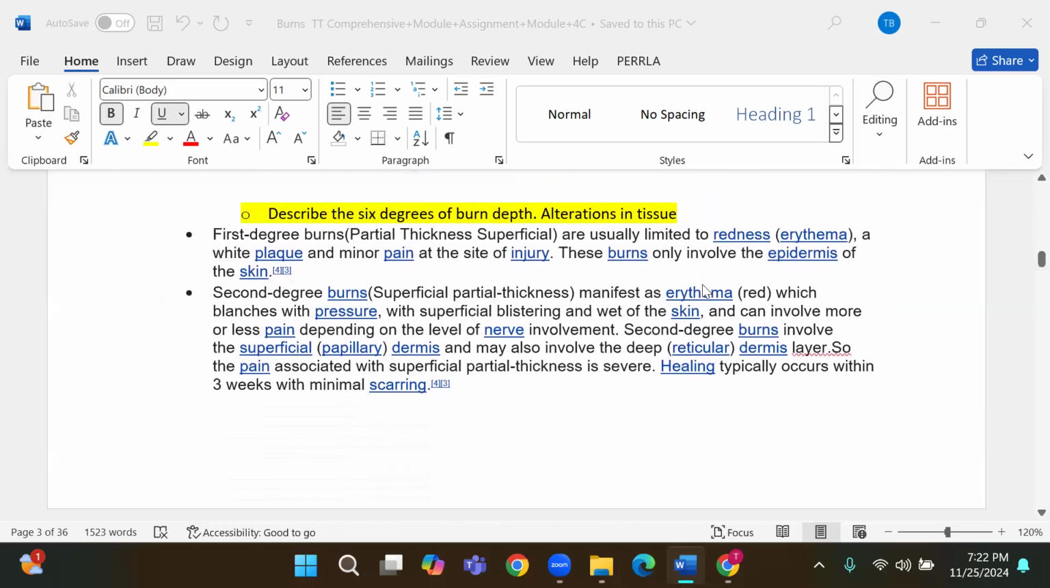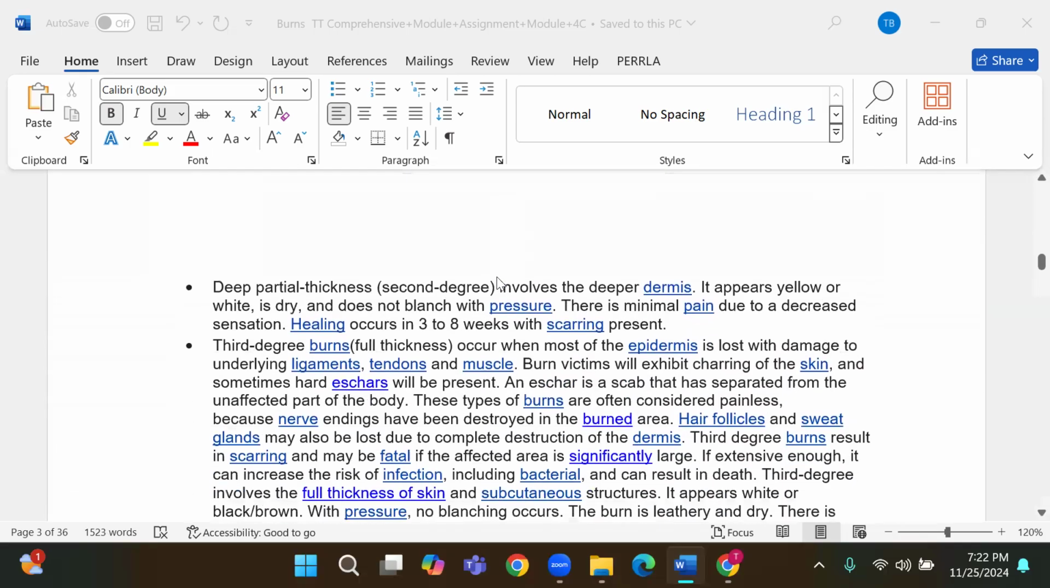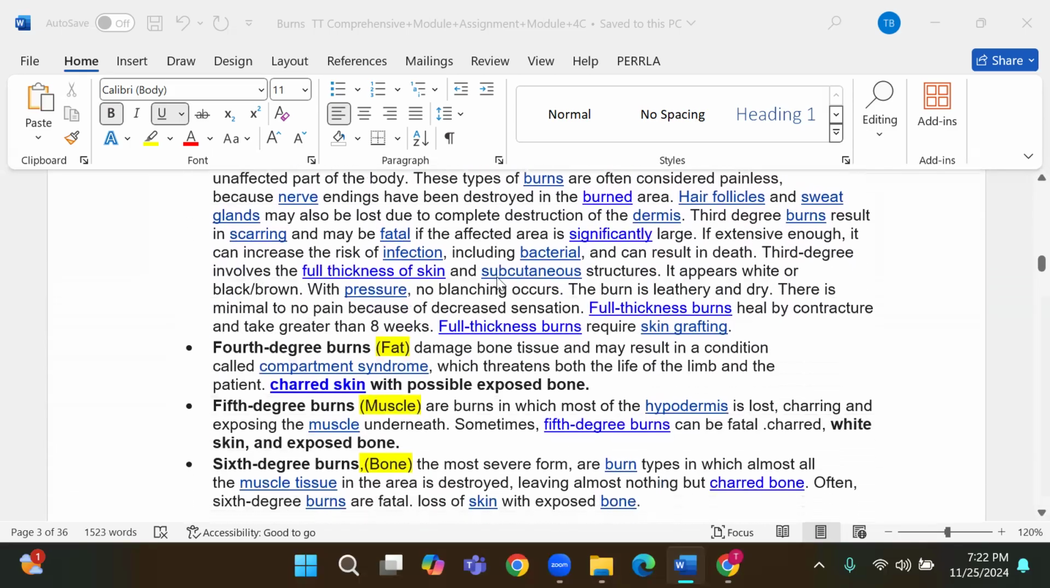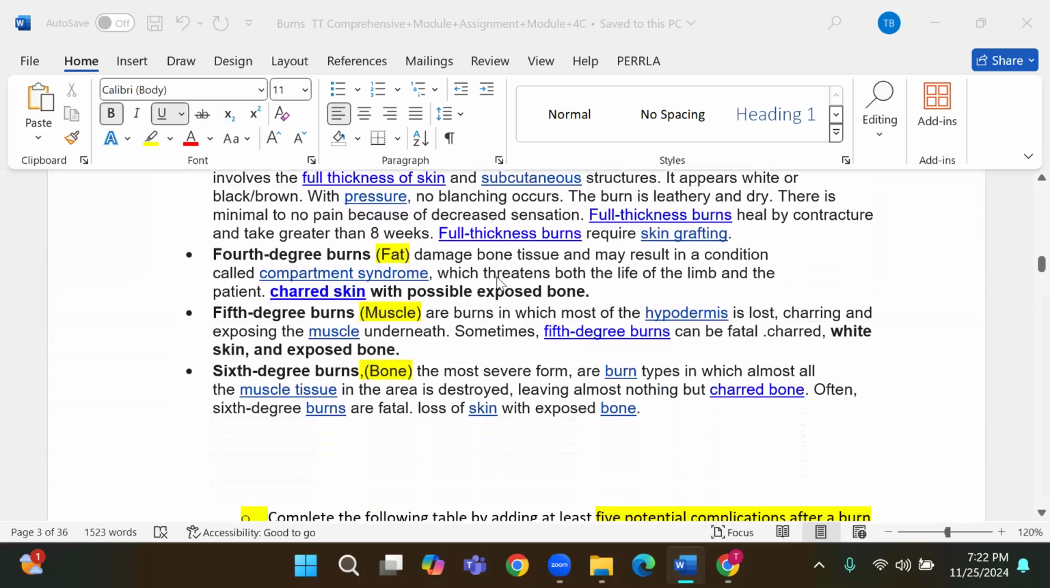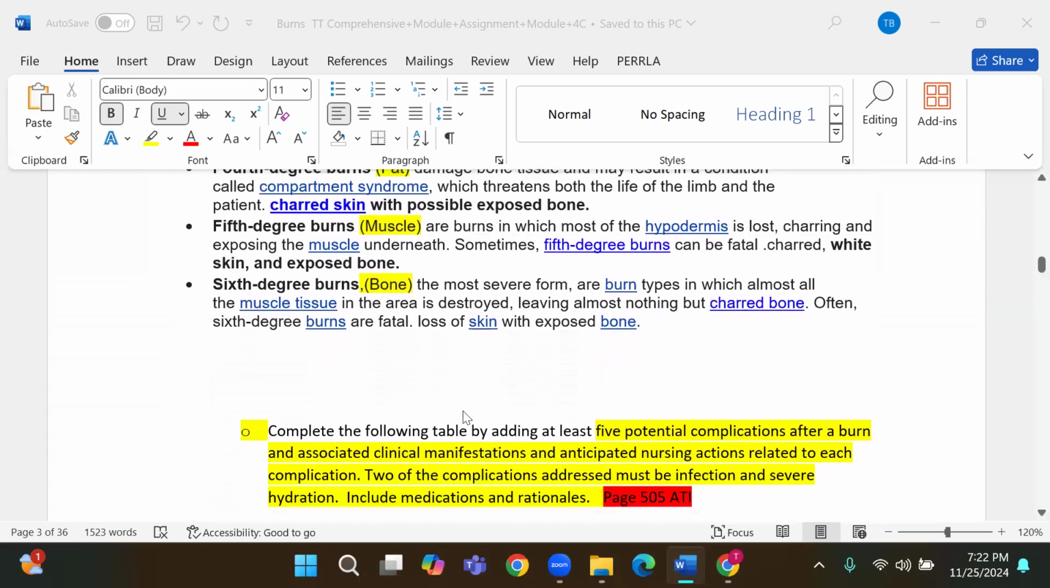Now, a long time ago, it says describe the 6 degrees of burn depth. That's exactly what we just did. We went over what it looks like, and really truly, if you look, it just says fourth degree, you've gone into the fat, fifth, you've gone into the muscle, and sixth, you've gone into the bone. I don't know that you have to know much more than that.